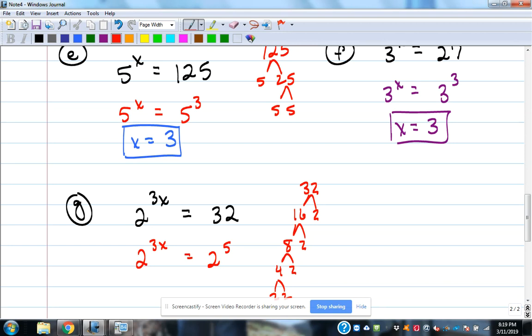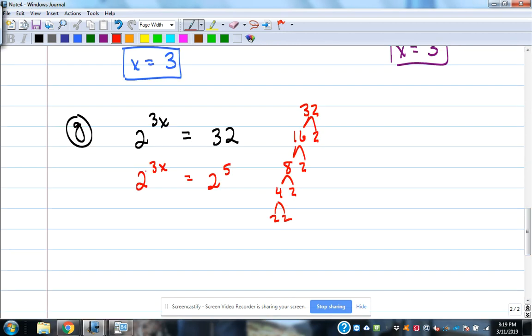3x equals 5. Good job. And then I can solve that. I set up the equation 3x equals 5 and get x by itself. 5/3. That's okay.